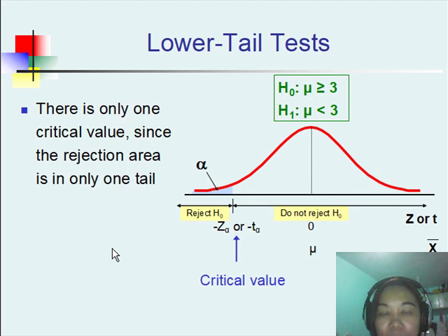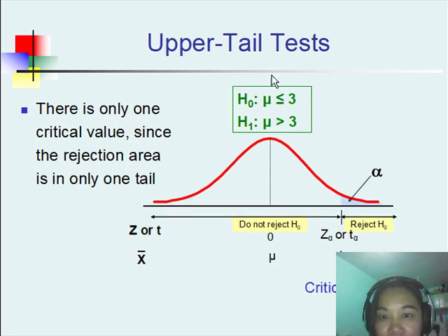Okay, look at this one. So this is a lower tail test, or a one-tail test, focusing on the left. So if the z calculated or the t calculated falls within this rejection region, then reject the null hypothesis. If it is an upper tail test, this is also a one-tail test focusing on the right. This will be your critical value. If your z or t calculated falls within this area, then you reject the null hypothesis.